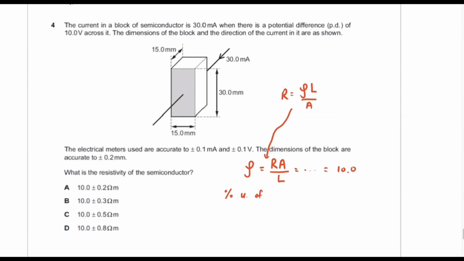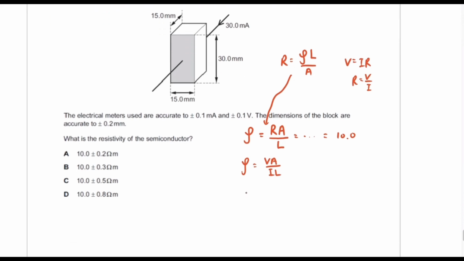They don't give us the resistance, right? So we need to use V equal to IR, then R equal to V over I. In our resistivity formula, the R becomes V over I, so the I will go down. Okay, so our formula becomes this.